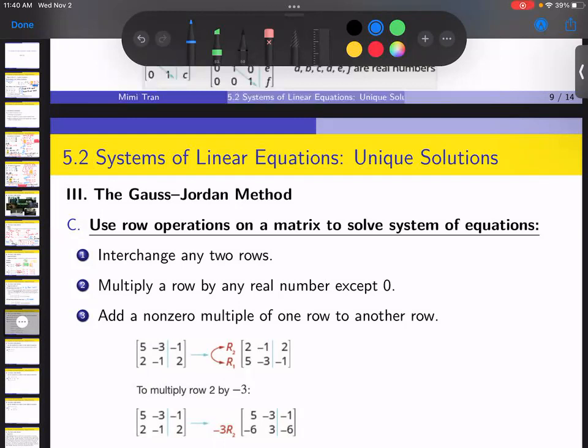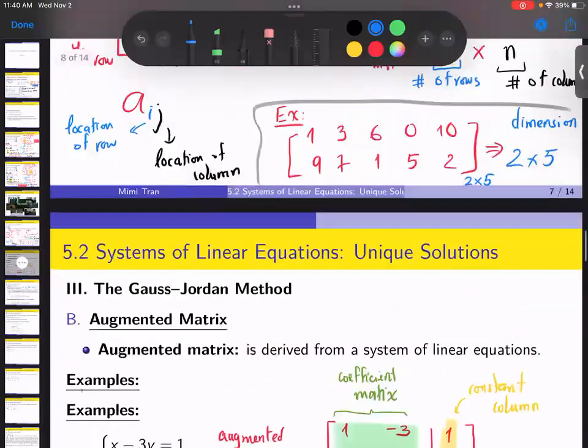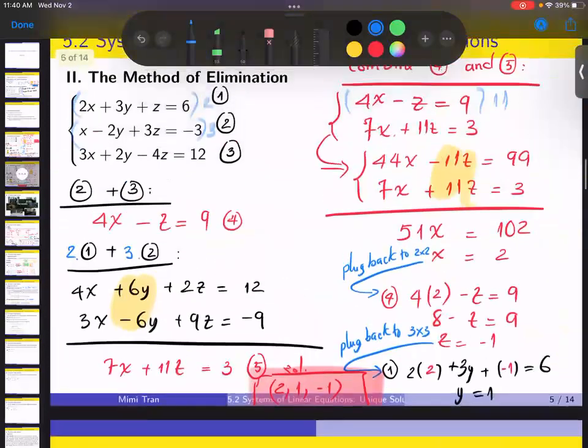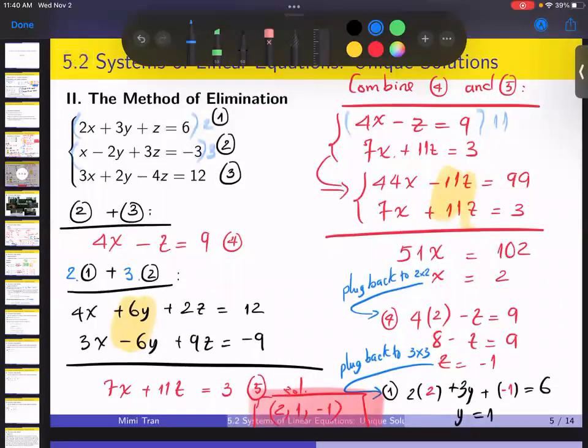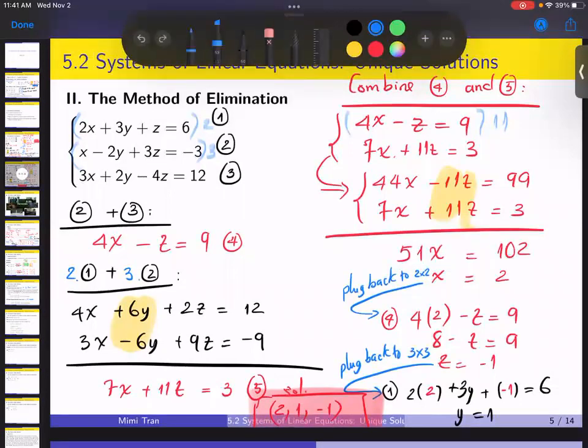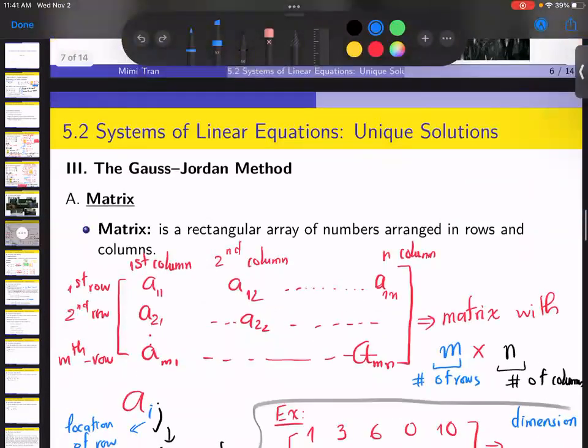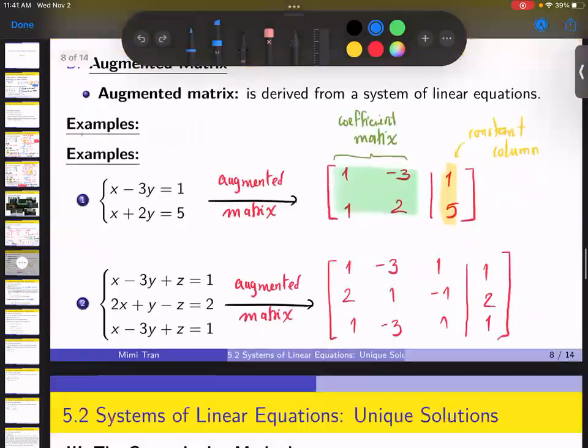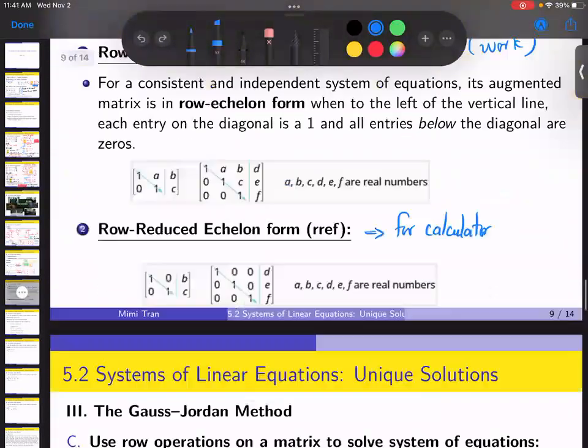And I can add a non-zero multiple of one row to another row. Do you guys remember we do that? We did this up here. You add a multiple of one row to another, and then you got a new equation. You can do the same thing with a matrix. It's just another form of elimination. The difference is you don't carry along the X, Y, Z, that's all. But it's pretty much the same.